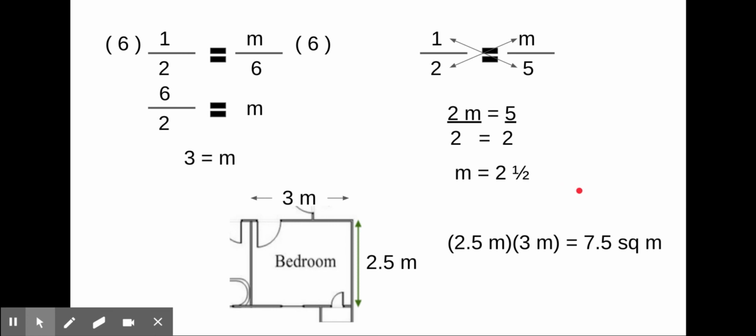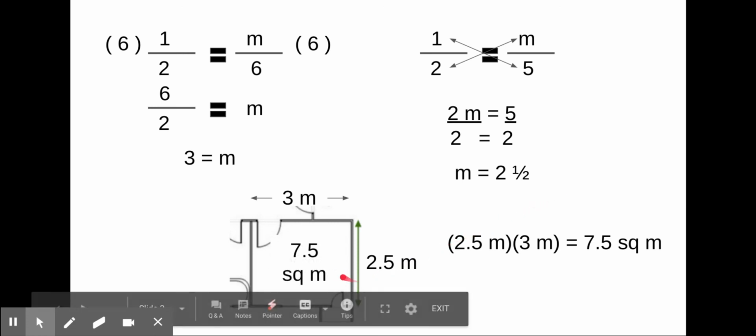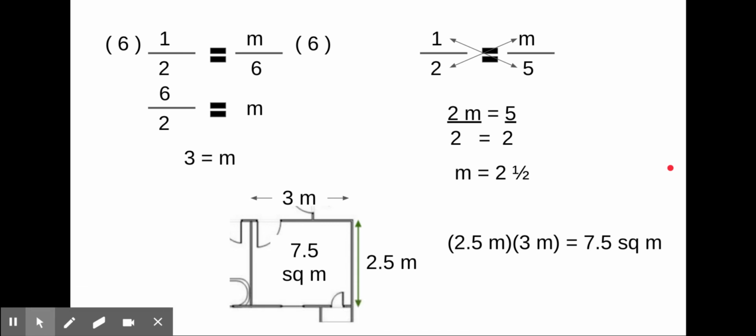And then we go to our final answer here. 2.5 meters times 3 meters equals 7.5 square meters, which again is that room, how many square meters for that room. And so hopefully that clarifies it a little bit better. All right, let's see how that does.